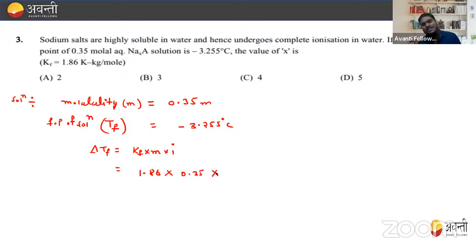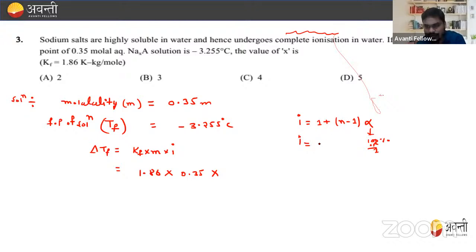What is i? This is the basic question here, right? We already have a relation for calculating i and alpha, that is i is equal to 1 plus (n minus 1) into alpha. In the question, it is clearly mentioned that the salt will undergo complete ionization. Complete ionization means alpha is equal to 100%, or we say this is 1. So i is equal to 1 plus n minus 1, the 1 and minus 1 cancel.